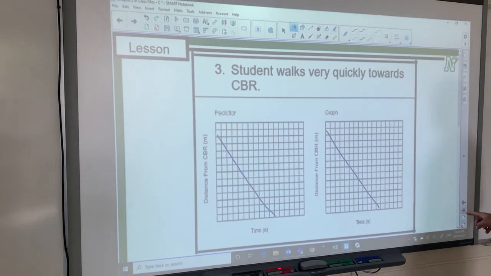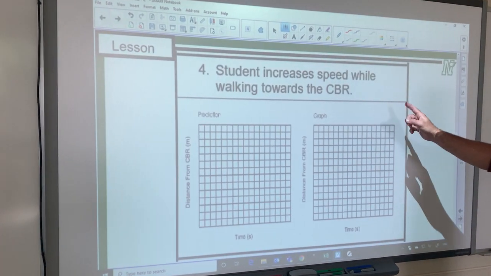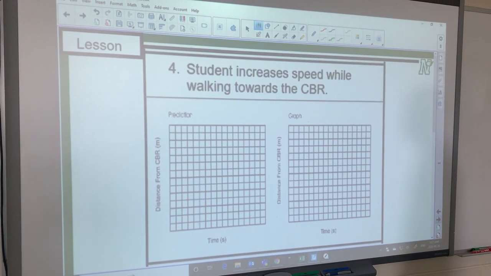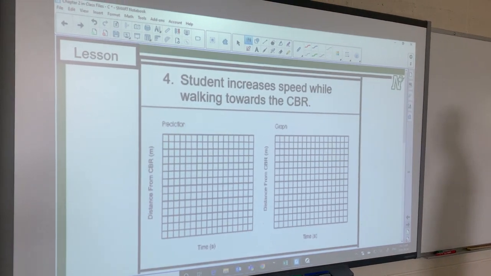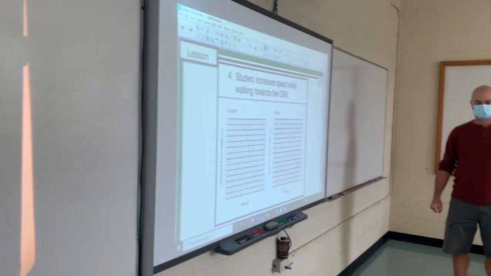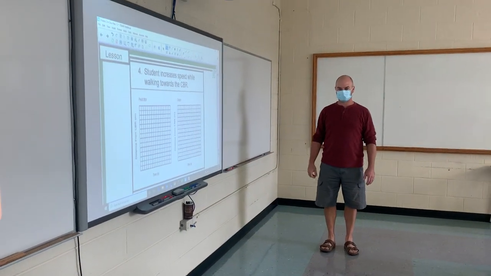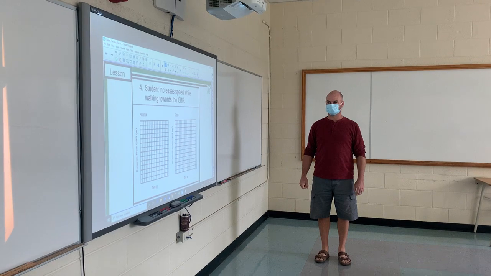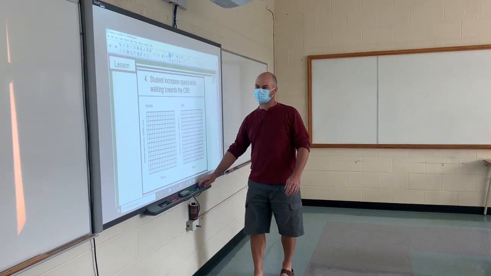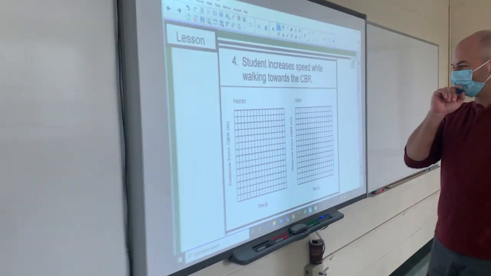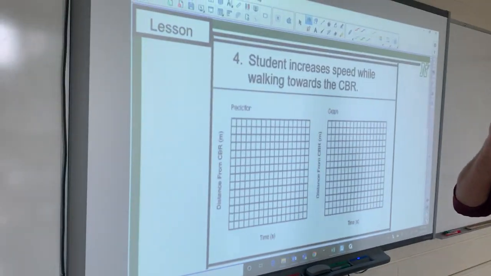Number 4 says student increases speed while walking towards the CBR. Increases speed means he's going to have to accelerate. That could be a little tricky to show acceleration because his first couple of graphs, he was walking at a constant speed. But when we're ready, he's going to start really, really slow and then gradually increase his speed. Again, a prediction is going to be made here by Mr. Bracken before we start.